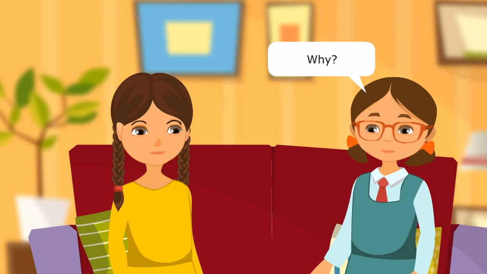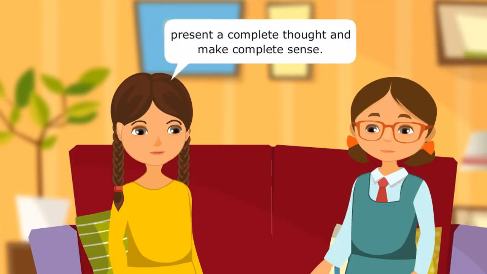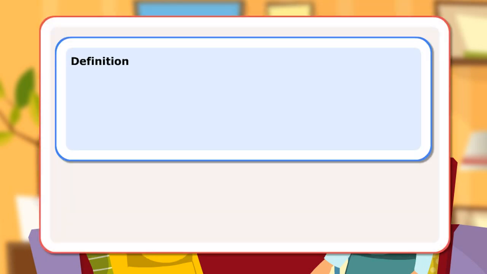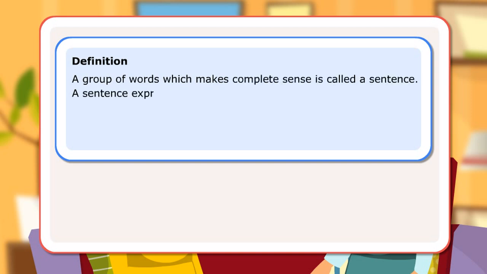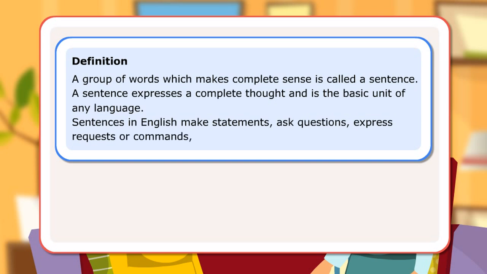Why? Words grouped together can be called a sentence only when they are placed in the right order, present a complete thought and make complete sense. Definition. A group of words which makes complete sense is called a sentence. A sentence expresses a complete thought and is the basic unit of any language. Sentences in English make statements, ask questions, express requests or commands, suggestions and exclamations.